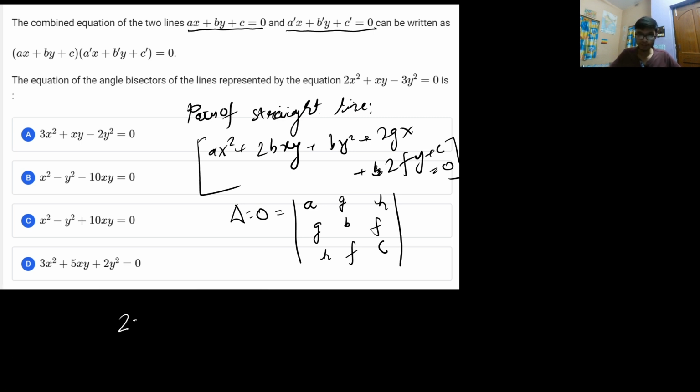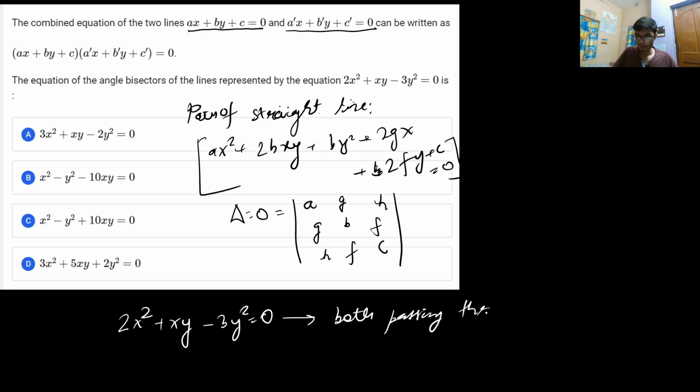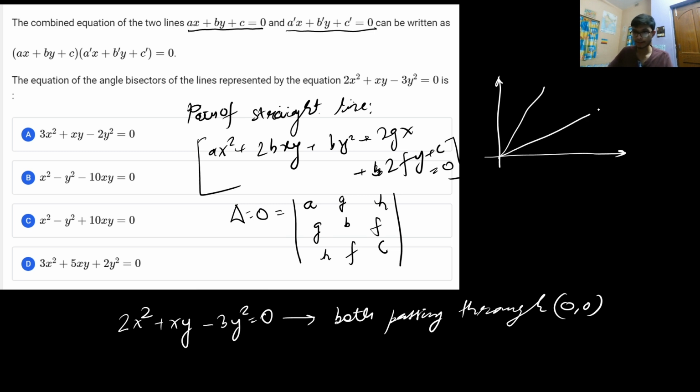So it is saying that the equation of the pair of straight lines is 2x square plus xy minus 3y square is equal to 0. This is a pair of straight lines both passing through 0 comma 0, that means both of them are passing through the origin. So there is one straight line and there is another straight line, and they are asking you to find the equation of the pair of straight lines.